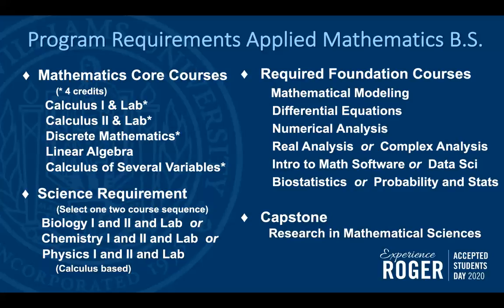As I said, the capstone is the research in mathematical sciences. This is where our students do undergraduate research projects. It could span a semester, it could span two years. Here, all our students are expected to do a research project using all these classes and additional information that they can find when they are doing their own research project.